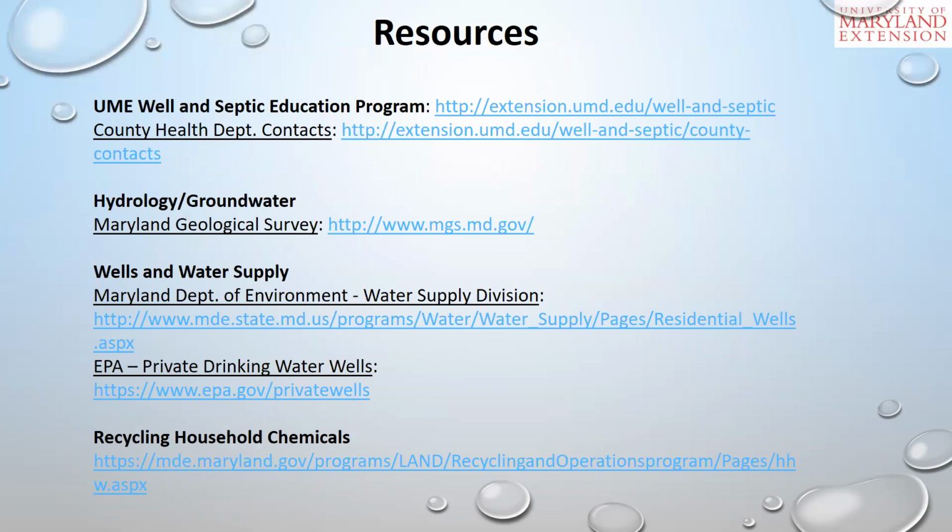So in conclusion, here are some resources. Depending upon your state, the Department of Environment, Natural Resources, Geological Survey, those types of agencies are a wealth of information. Also, EPA has a lot of information on groundwater protection and private drinking wells. And then also check with your local health department, public works office, or your state agency. There are numerous recycling programs around the country that provide you an opportunity to recycle any unused chemicals.